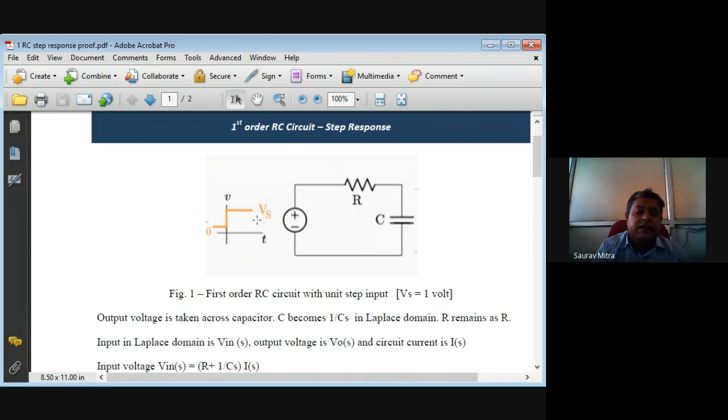Okay, so this is Vs. If I'm saying that it is unit step response, that means the value of Vs is equal to 1. So that is what I have written. Vs is equal to 1 volt. So output voltage is taken across capacitor. This is a very important thing, has to be mentioned. If we are taking output voltage across resistor, the whole transfer function changes, whole response changes. Okay, so this is understood that we are taking the output voltage across capacitor.